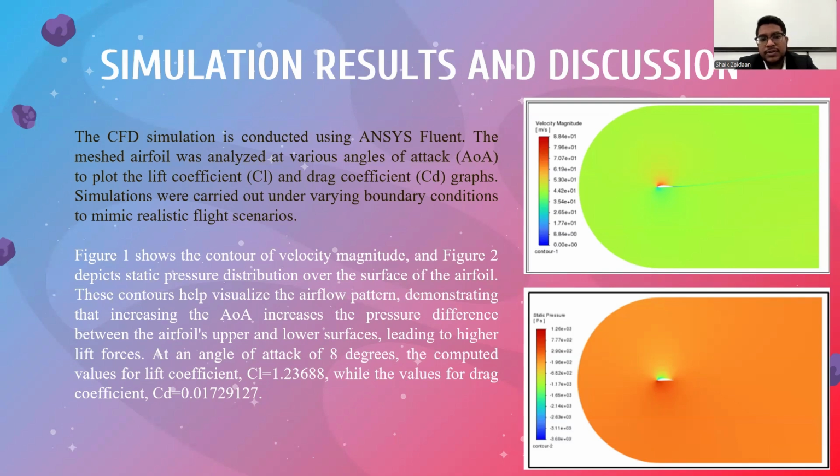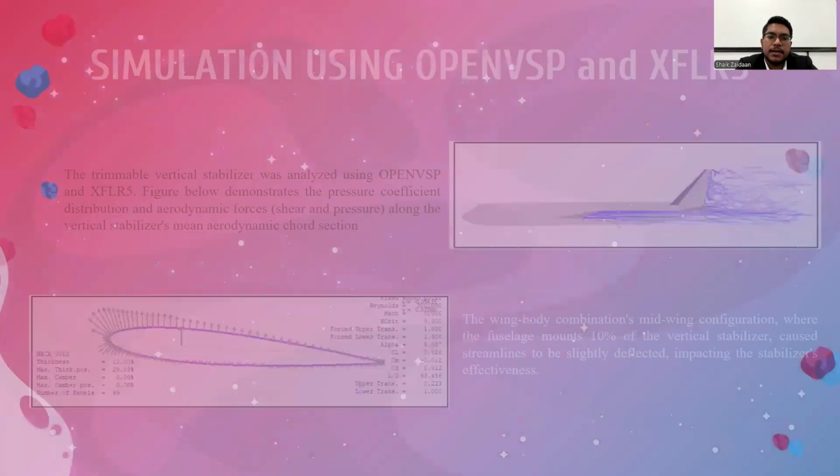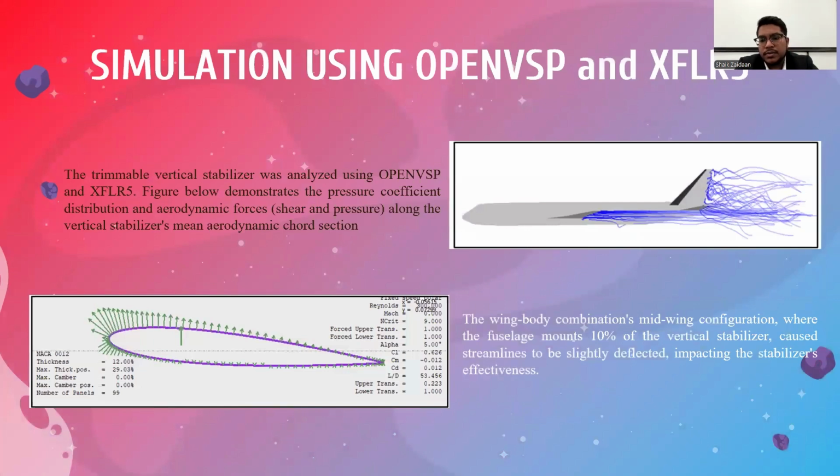These controls help to visualize the airflow pattern, demonstrating that increasing the aerofoil angle of attack increases the pressure disturbance, the pressure difference between the aerofoil upper and lower surfaces. Simulation using OpenVSP software and XFLR5. Apart from ANSYS, we have also used these two simulation software to check our results.